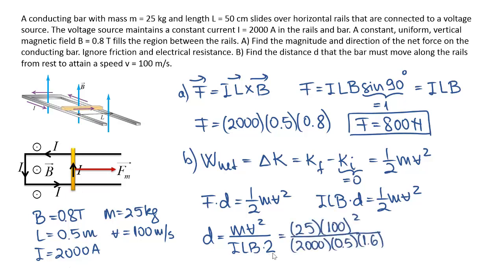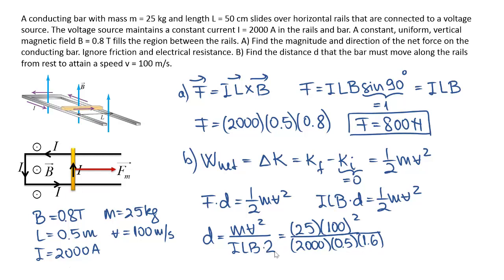Plug in the numbers for each one of these values. The mass is 25 kilograms. The speed of the bar is 100 meters per second. Don't forget to square it. The current is 2000 amps, the length of the bar is 0.5, and the magnetic field is 0.8, and I'll multiply it by 2, and that gives me 1.6.